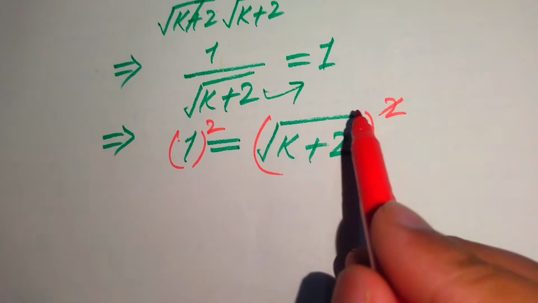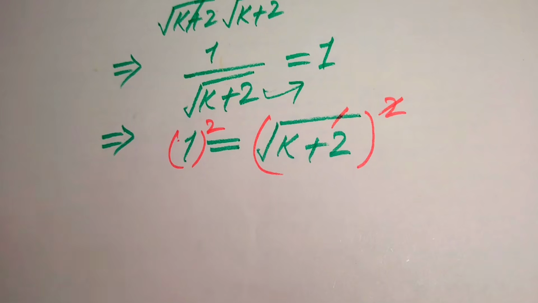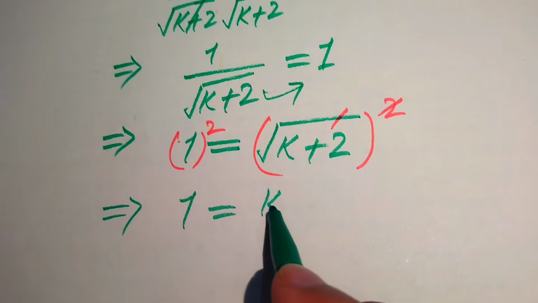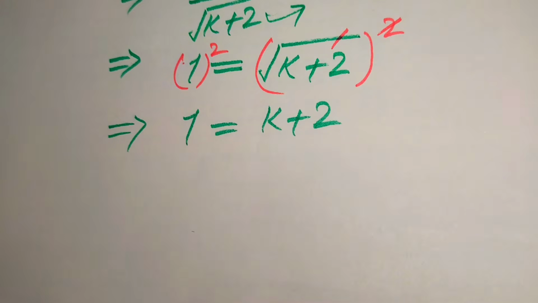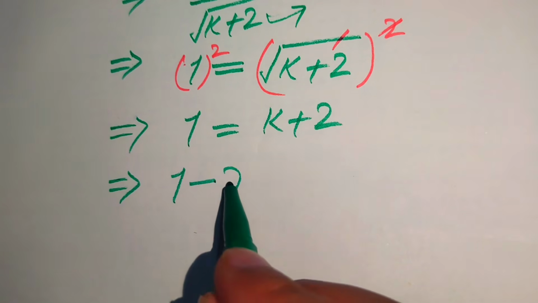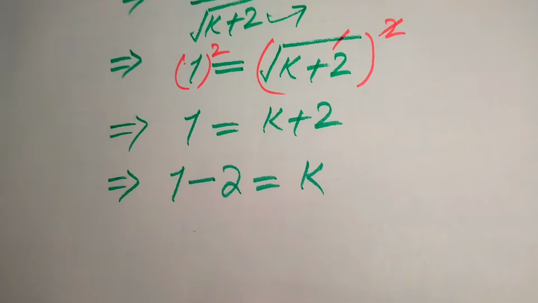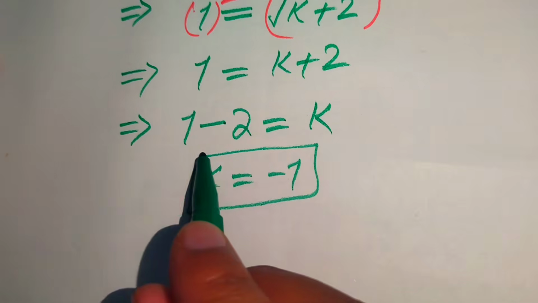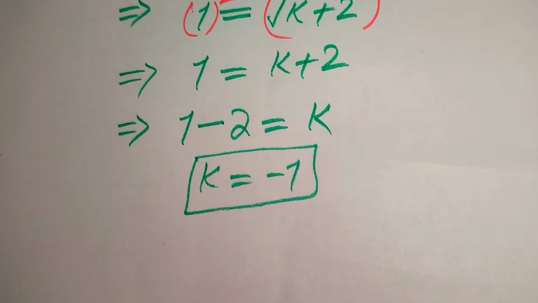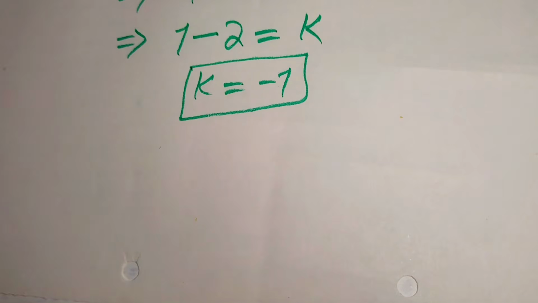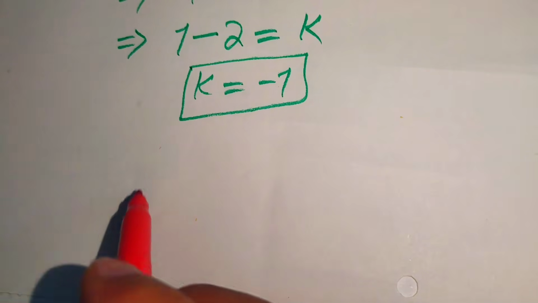When we apply squaring, the 2 and the square root are gone, and we get the square of 1, which becomes 1, and here we obtain k plus 2. Further in the next step, we move the term plus 2 from the right hand side to the left hand side, and it becomes 1 minus 2 is equal to k, and we easily get the value of k is equal to minus 1. So this is the value of k which we get in the first method, and now in the next step we need to verify whether this value of k is a solution, or whether it is an extraneous root.